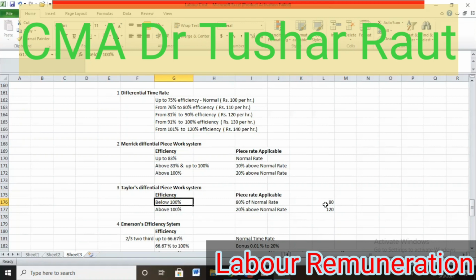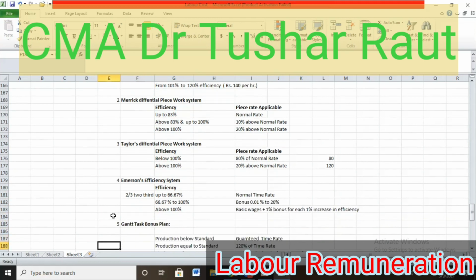What does it show? If someone is working above standard in Taylor's plan, he will earn more than 50% as compared to those who work for less than standard. So this is how Taylor's differential piece work rate works. Taylor is punishing for not doing work up to the mark.